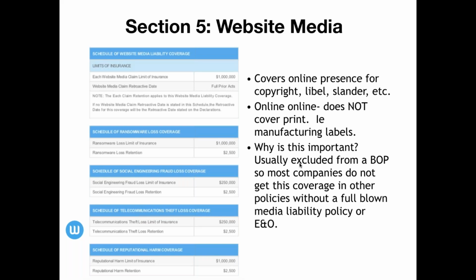I will tell you, some companies are offering full-blown media. Most are only offering online media, meaning not print. And it's important because, as I said, it can often be excluded. And if your insured doesn't have an E&O policy with a full-blown media liability section, they could be underinsured in this area simply by having a comment section on their website, a blog on their website, an email blast with content, anything like that can lead to copyright, libel, etc. claims that could cheaply be covered in the website media section of a good cyber policy.